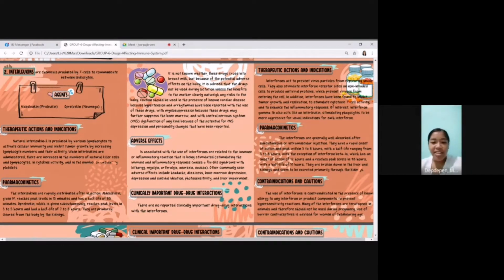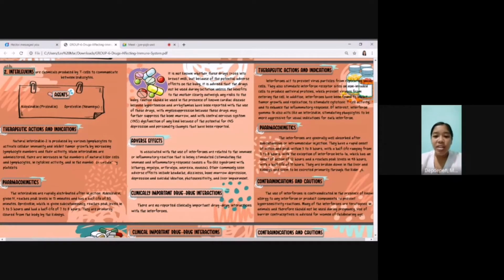Let's proceed to the contraindications and cautions. The use of interferons is contraindicated in the presence of known allergy to any interferon or product components to prevent hypersensitivity reactions. Many of the interferons are teratogenic in animals and therefore should not be used during pregnancy. Use of barrier contraceptives is advised for women of childbearing age.